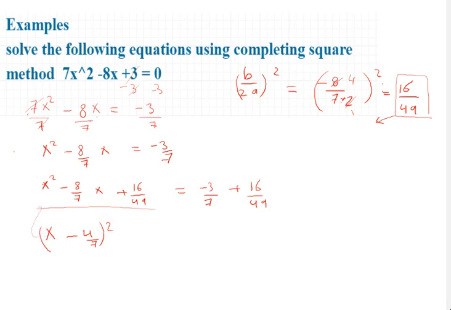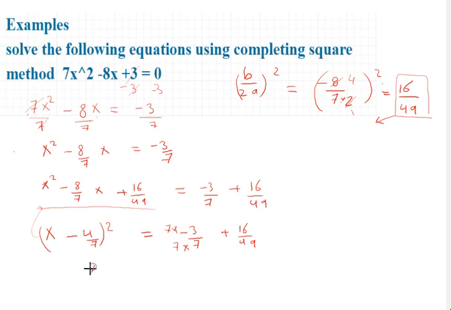This term here equals minus 3 over 7 plus 16 over 49. In order to add these two terms together, I have to multiply by a common factor, which is 7 over 7.